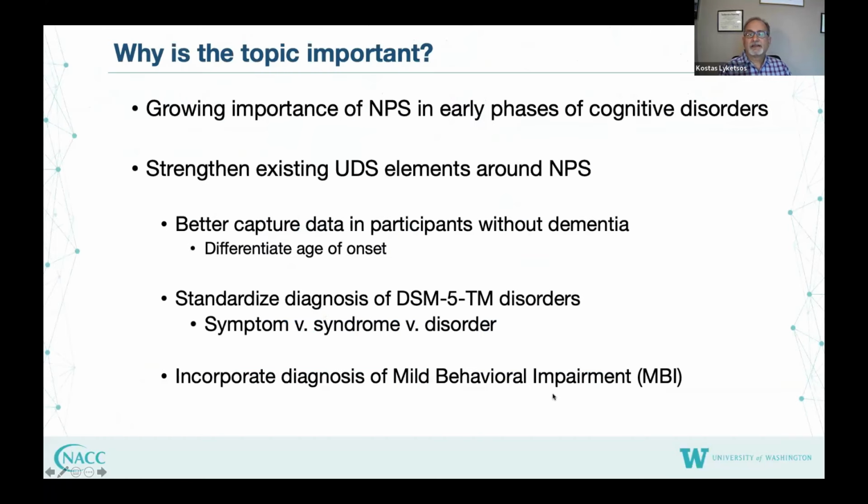So why is this topic important? As I'll give you a little evidence in a moment, there's growing importance of neuropsych symptoms in the early phases of cognitive disorders. So immediately I'm making the point that we're focusing this discussion on a better elaboration of NPS. So we want to strengthen the existing UDS elements around neuropsych symptoms, better capture data in people without dementia, and try and make some differentiations of age of onset of the symptoms in simple ways.